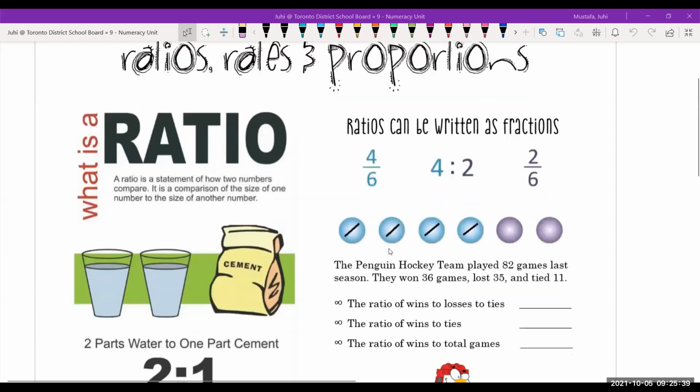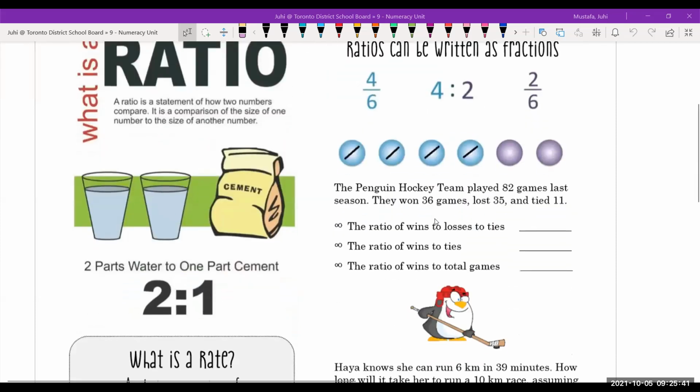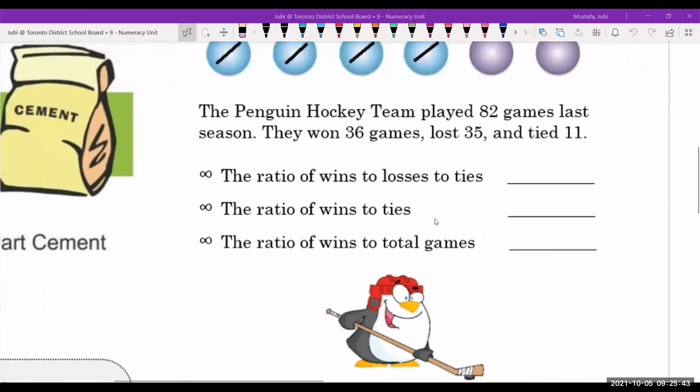Let's try this example. The Penguin hockey team played 82 games last season. They won 36 games, they lost 35 games, and they tied 11 games. So what would be the ratio of wins to losses to ties? Javen?